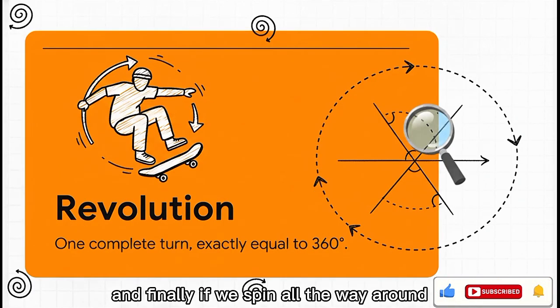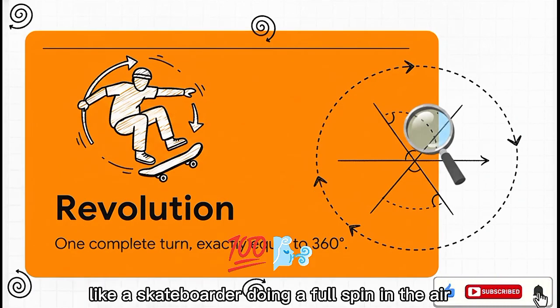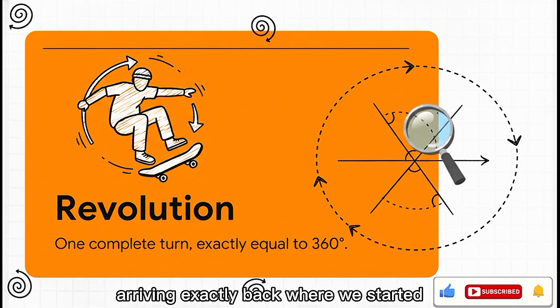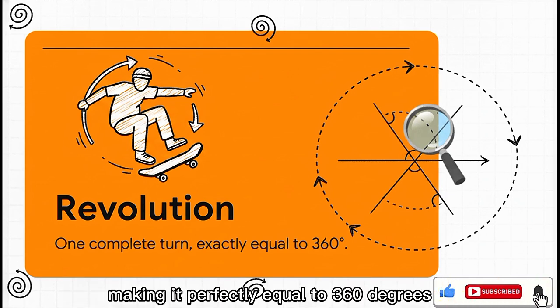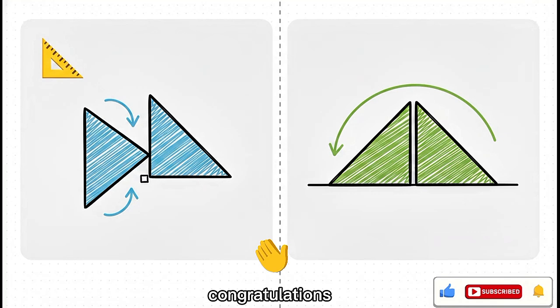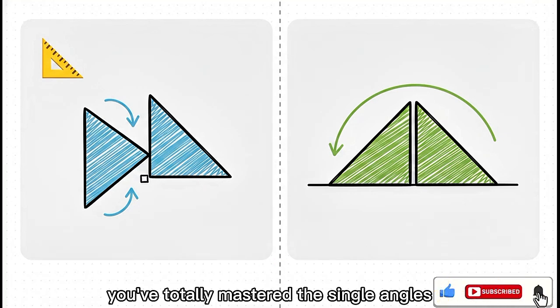And finally, if we spin all the way around, like a skateboarder doing a full spin in the air, we complete a revolution. This is one complete turn, arriving exactly back where we started, making it perfectly equal to 360 degrees. Moving on to level 3, dynamic duos, angle pairs. Congratulations! You've totally mastered the single angles.